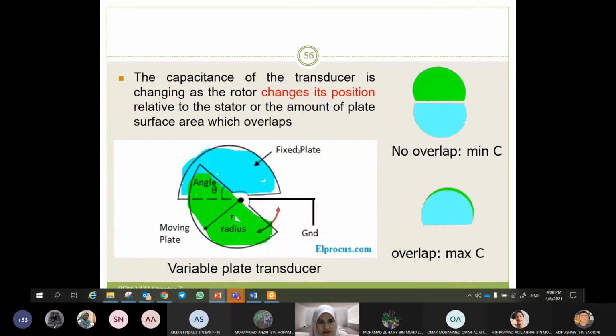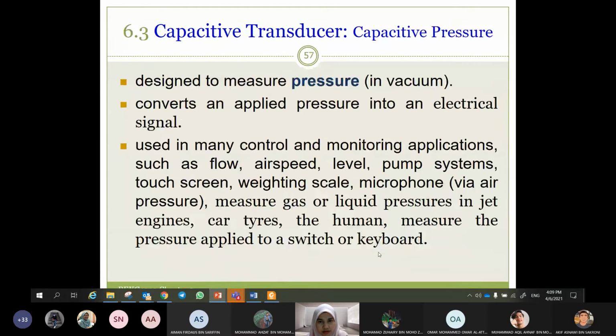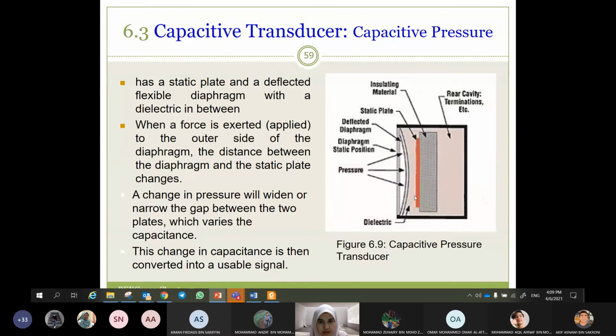Capacitive pressure. The other one is the capacitive pressure transducer. It has a static plate, and a deflected flexible diaphragm with a dielectric in between. So this is the dielectric. That's why we call it a capacitive transducer, because of this dielectric.